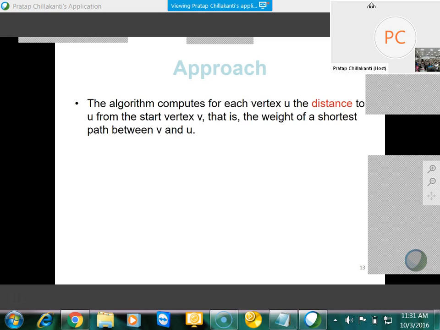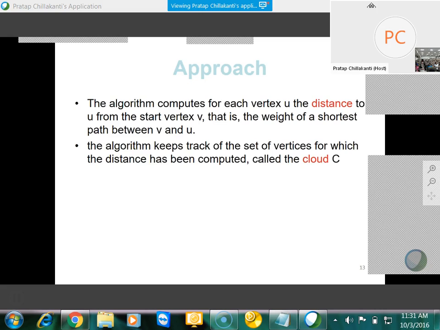So what does the algorithm do? It computes for each vertex U the distance to U from the starting vertex. Now, while it is computing those things, the algorithm keeps track of the set of vertices for which the distance has already been computed. So you call it like you're putting it in the cloud, nothing but a file, right? You have some kind of a data structure, you're saving that. Hey, I'm done with this particular vertex. So let me move on to the other one, right?